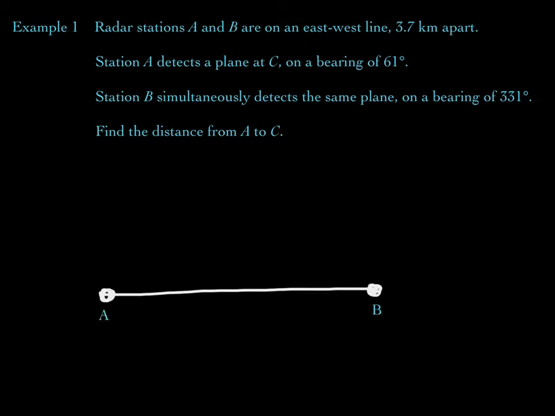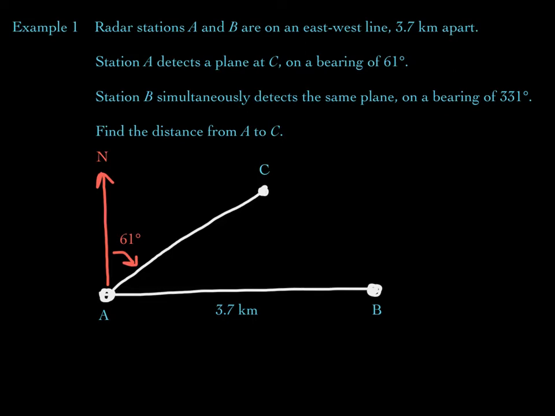All right, so here is the beginning of my diagram. This is station A right here, and this is station B. We do know that they are 3.7 kilometers apart. Now, they tell us that station A detects a plane at some location C, on a bearing of 61 degrees. They just gave us one angle here, so we have to understand this to be measured from due north. So let me show you a bearing of 61 degrees.